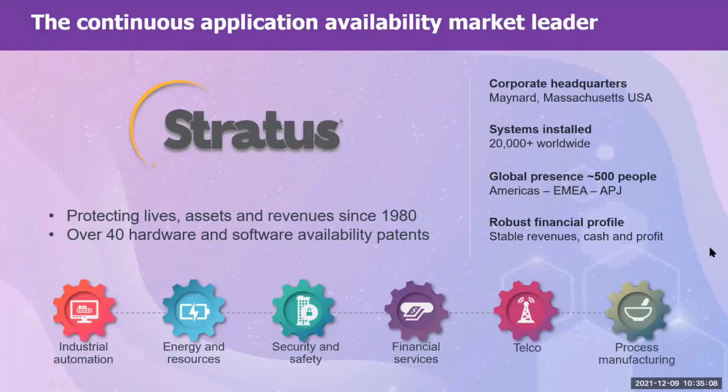Companies around the world have been relying on Stratus to meet their availability needs for the past 42 years, because we were founded in 1980, and our expertise is reflected in numerous patents. So far, we have deployed over 20,000 systems worldwide, and it's still growing.